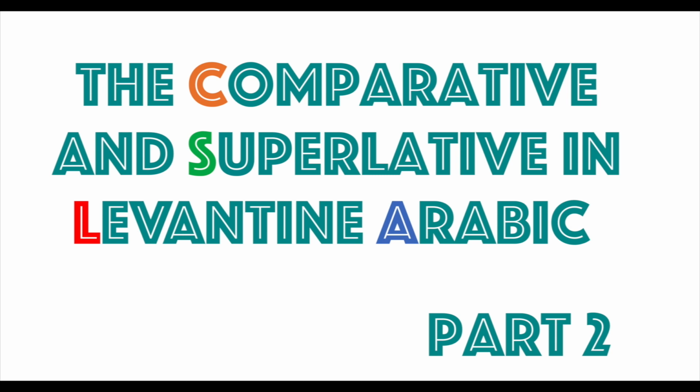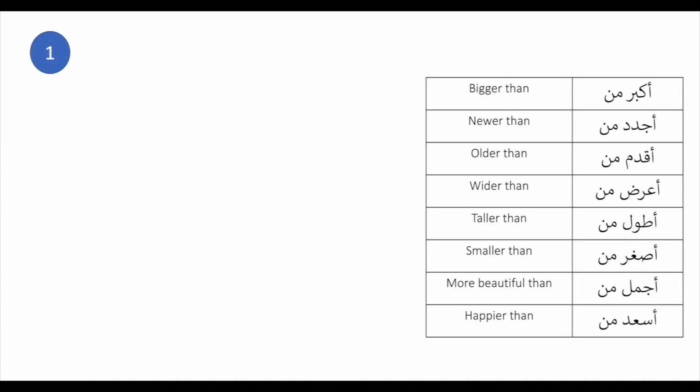Welcome to part 2 of the comparative and the superlative in Levantine Arabic. Previously we talked about how to conjugate the comparative out of a standard adjective. If you haven't managed to watch the first tutorial, please pause the video, go and watch that tutorial first, then come back again to watch this. Assume you have done, welcome back.